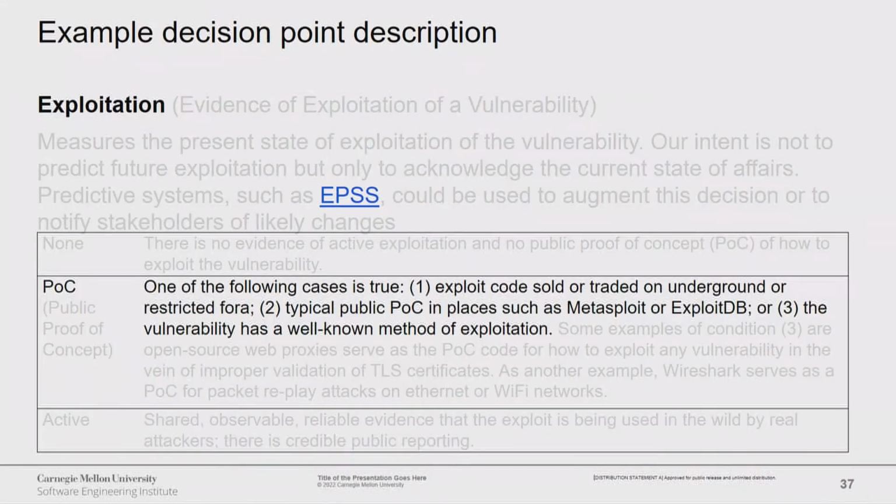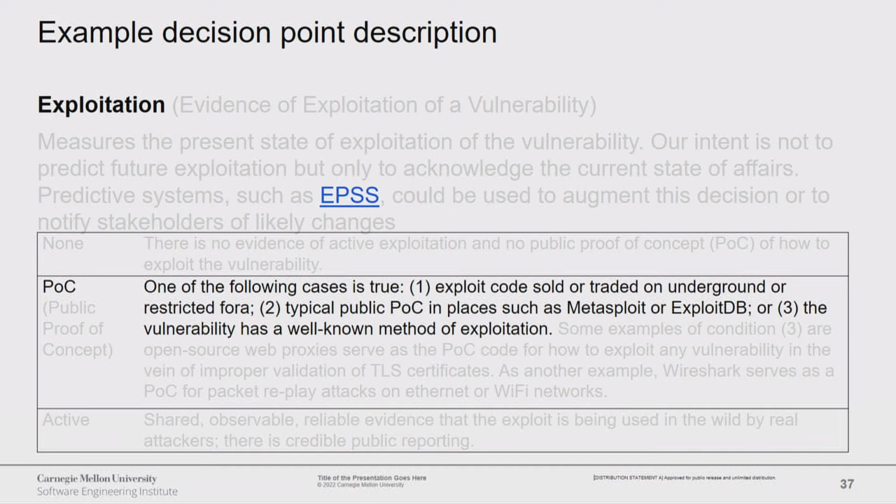POC is also decidable, right? Have you looked in the right places? Maybe you're just going to decide that looking on the underground markets isn't something you're willing to pay for, that doesn't matter, so you've just done the other two. Metasploit and Exploit DB are public. They tag things with CVE IDs. You can search those repositories. We have code available that does that. You can automate that part of this.